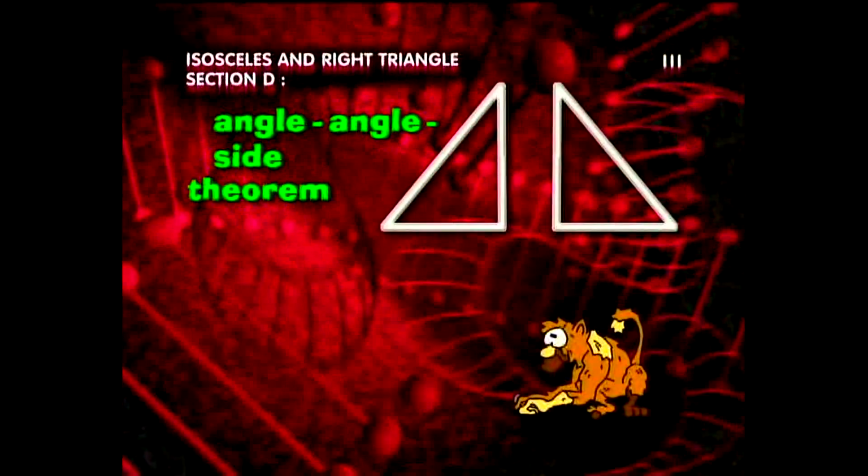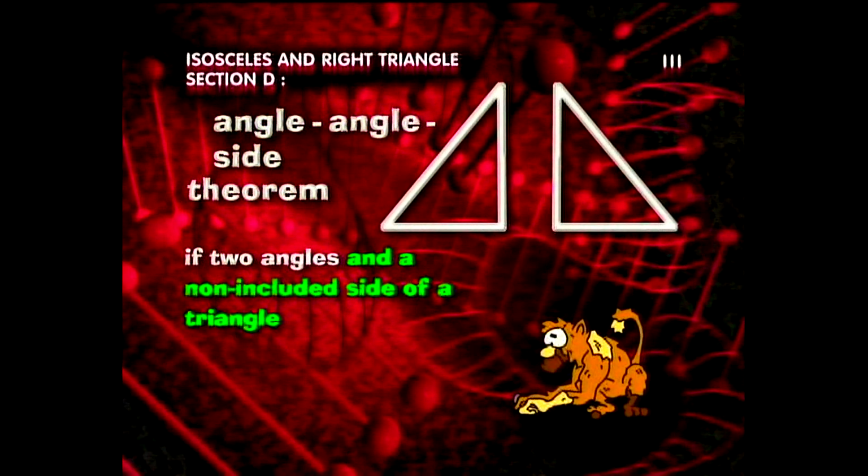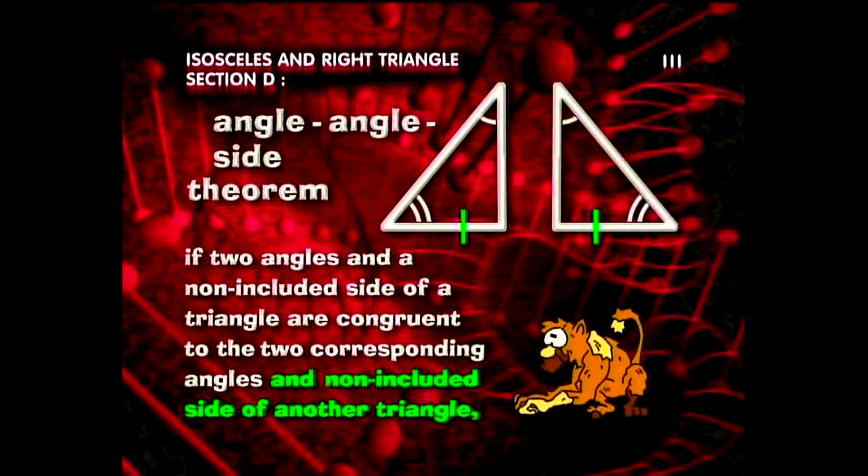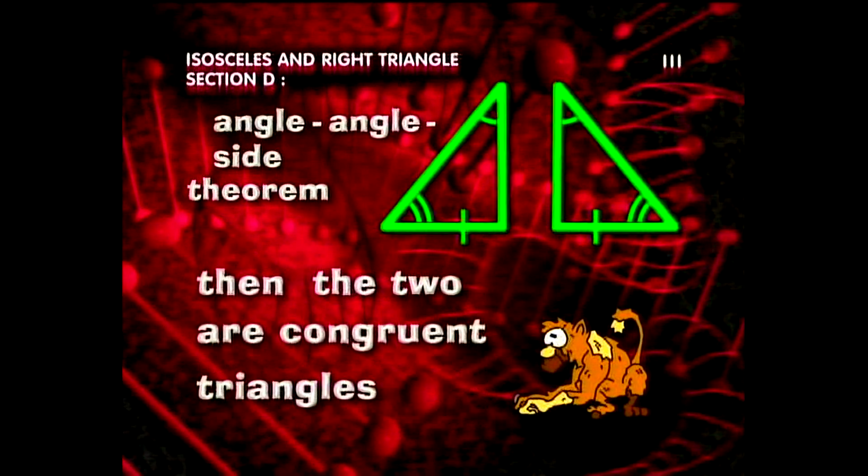Nice job! In addition to our three postulates, there's a theorem we can use to prove triangles congruent. You may have noticed in our last example that having two pairs of angles and one pair of non-included sides congruent is good enough to prove congruent triangles. So here's our new theorem. The angle-angle-side theorem says that if two angles and a non-included side of a triangle are congruent to the two corresponding angles and non-included side of another triangle, then the two triangles are congruent.